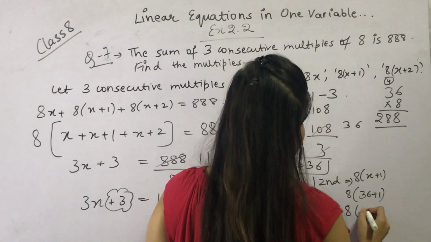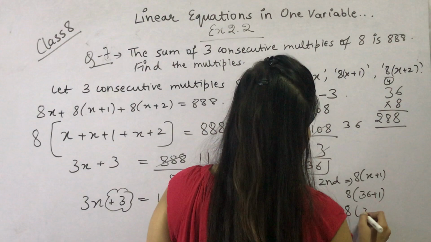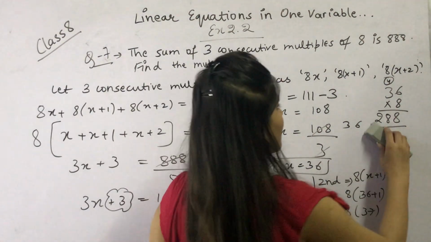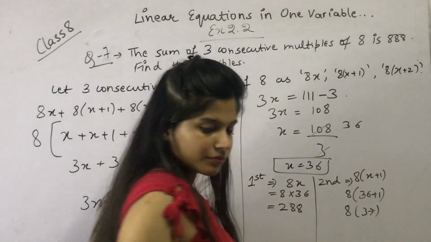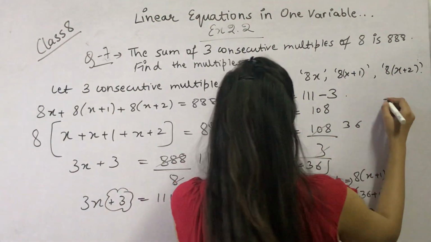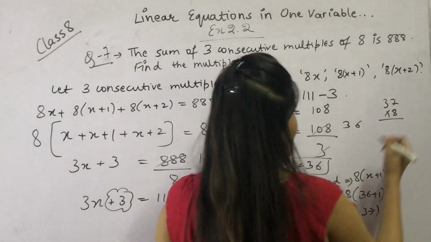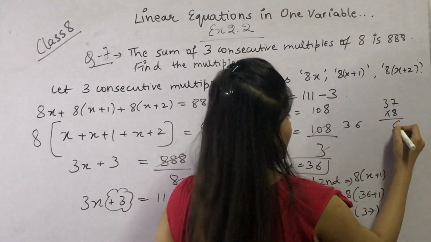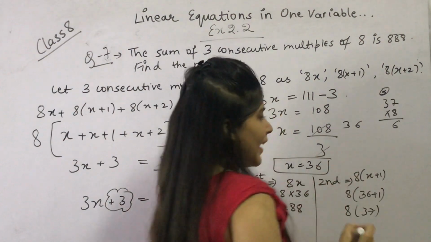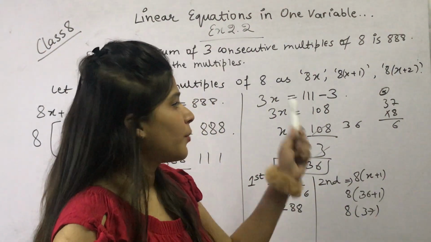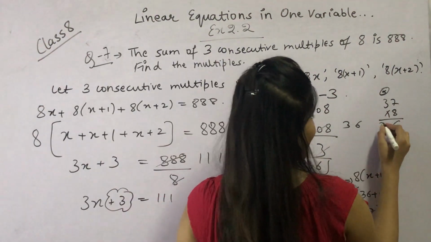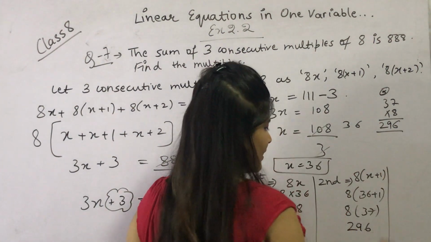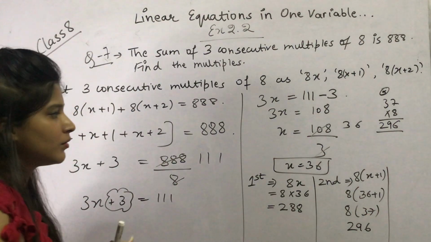So 8 into 37. Now 8 into 37, let's do it. 37 into 8. So 8 sevens are 56. 6 here, 5 carry. 8 threes are 24. 24 plus 5 is 29. So 296. This is the second multiple.